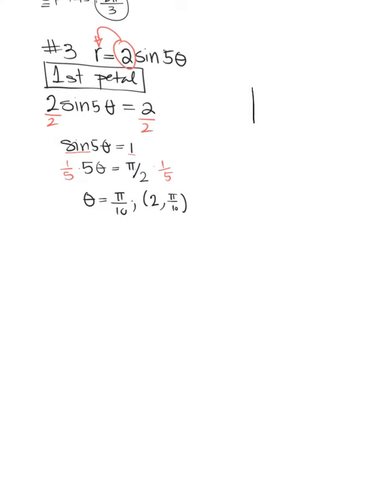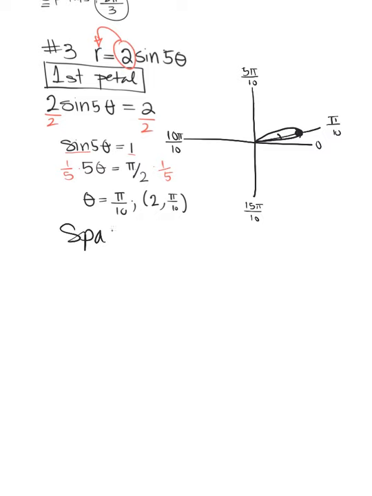All right, so let's go ahead and graph that. So I'm going to go ahead and mark this as 10 pi over 10 here, 5 pi over 10, 15 pi over 10, and then that would be 0. So pi over 10 would be somewhere right around there. And then I have a radius of 2, so I'm going to just count out 2, and then draw in my first petal. Okay. All right, and then let's figure out the spacing.